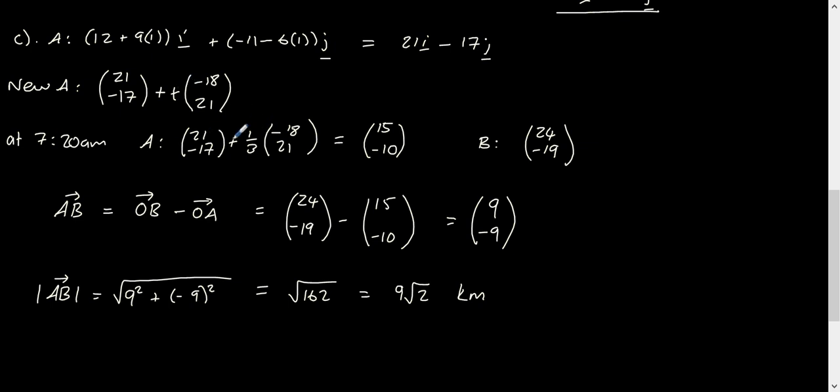And the reason it's 1/3 this time is because this is its position at 7 a.m. At 7:20 a.m., it's 1/3 of an hour forward. So we got the new position of A. Position of B was where it would have collided initially. To find the distance between these two, we need the vector that joins A and B. So we work that out. And then to find the distance of that vector, we use Pythagoras theorem.